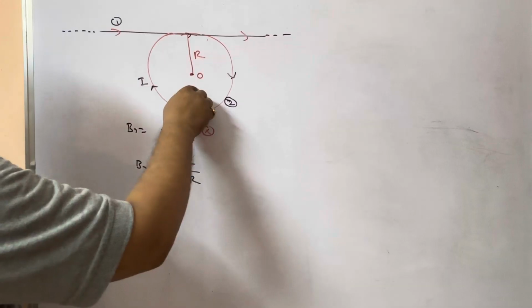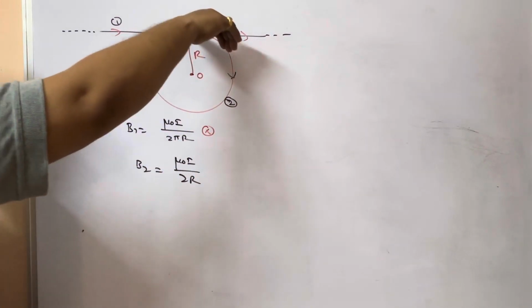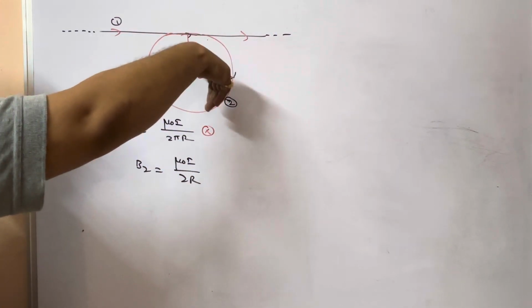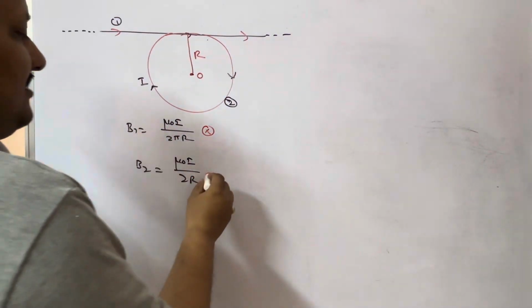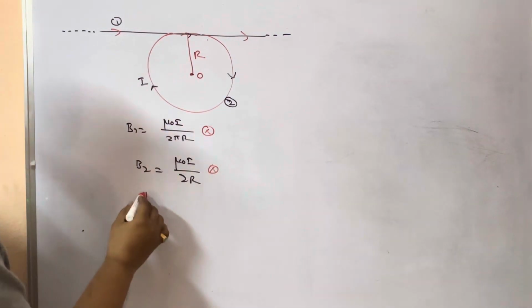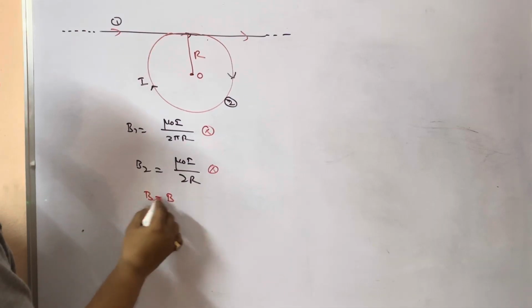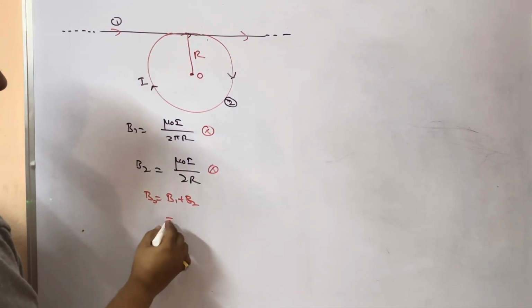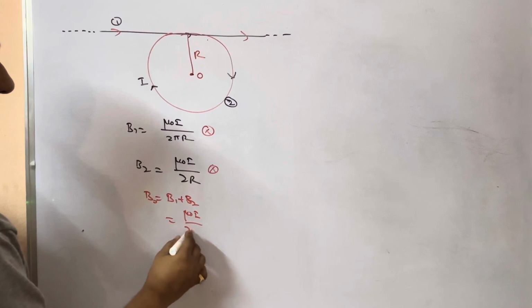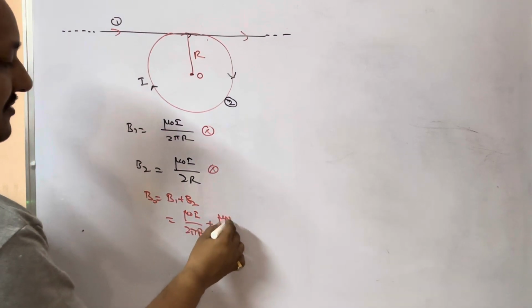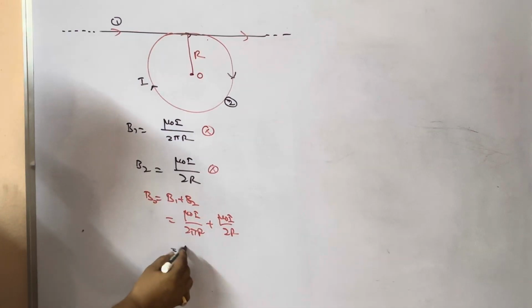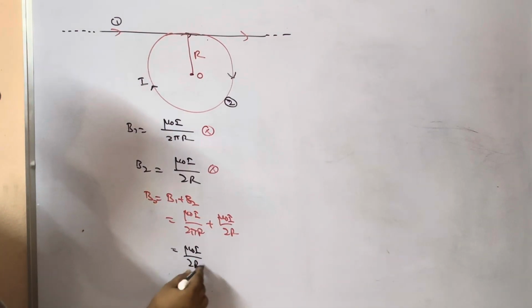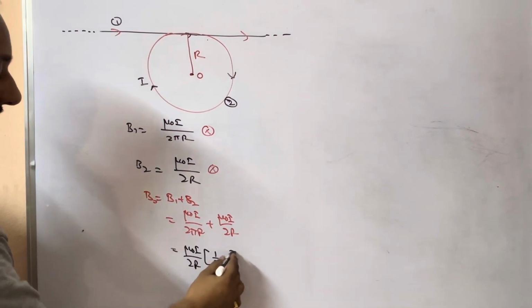Now see here, whenever there is a curve, four fingers represent the current and the thumb is going to be inside. This is also inside. Therefore, both are inside, which means we have to add. B at the center is equal to B1 plus B2, that is mu naught I by 2 pi r plus mu naught I by 2r. What is common? Mu naught I by 2r, times 1 by pi plus 1.